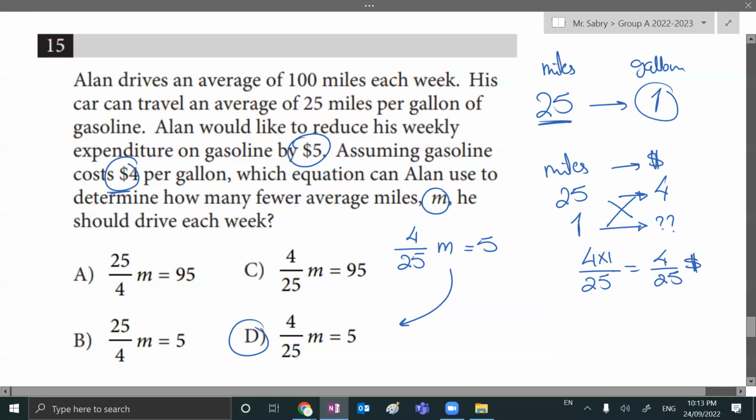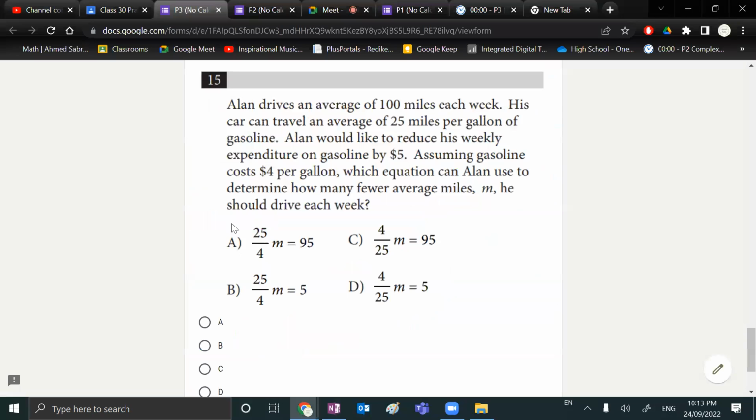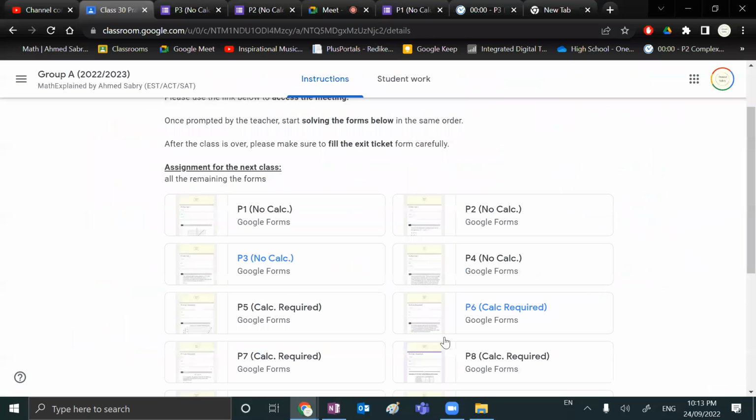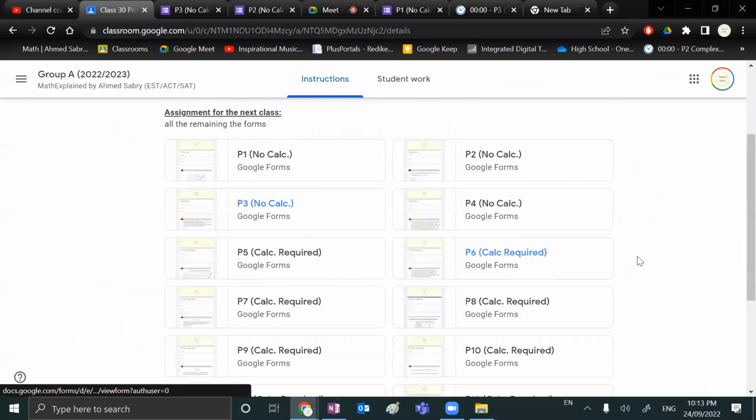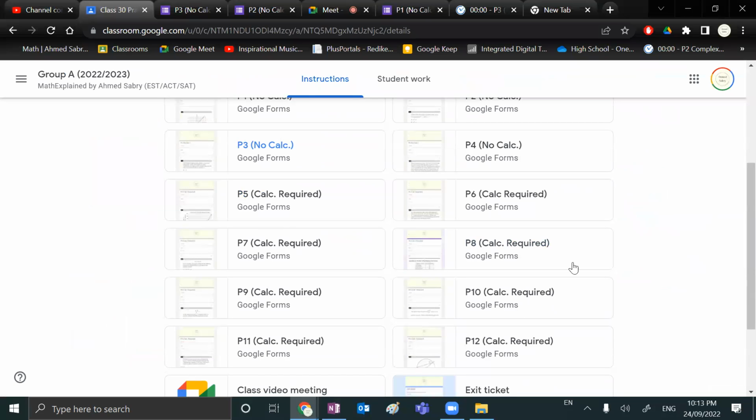Please do the exit ticket, guys, and I please ask you to do the homework. The homework is literally all the remaining forms. The others are with a calculator, so they're supposed to be much easier. But we need to practice a lot, really. I thank you so much. And I don't want to keep you later, waiting more than that. Okay.